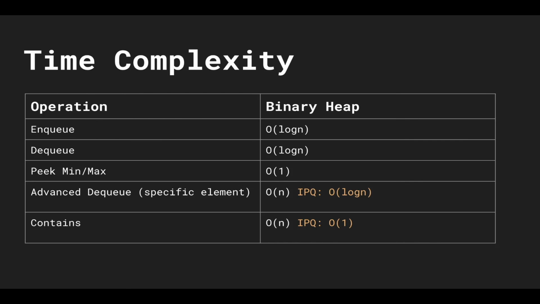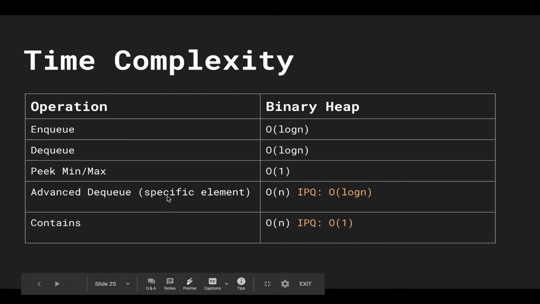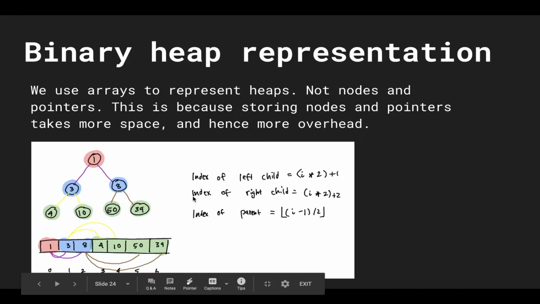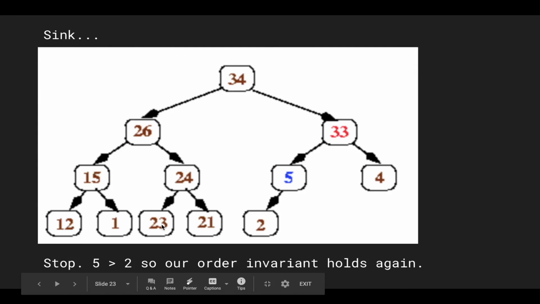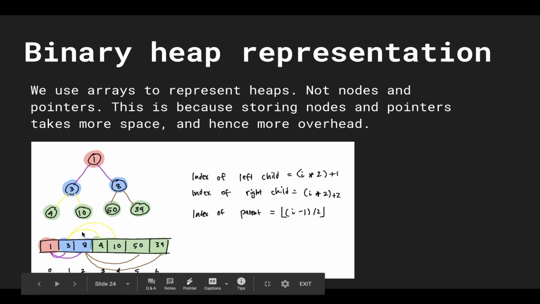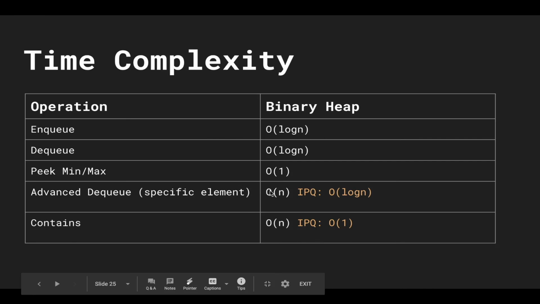And then for this basic heap that we're talking about in this video, advanced dequeue and the contains method take a linear amount of work. Advanced dequeue I didn't go into, but let's say we wanted to remove a specific element. We knew in this heap that we wanted to remove 23, and we knew 23 was in this heap, so we have to do a linear search in the array to find that specific element and then remove it. So that's why it takes O of n time.